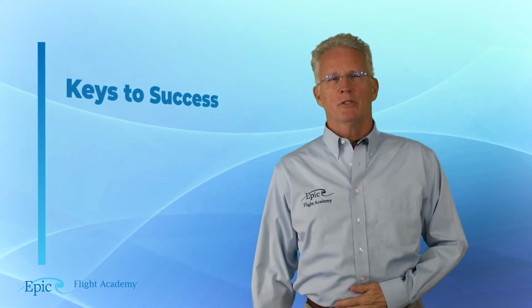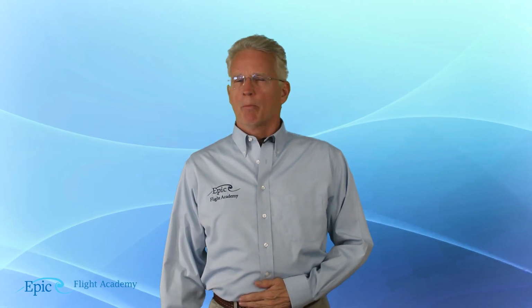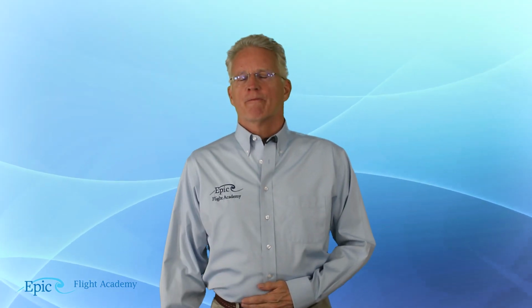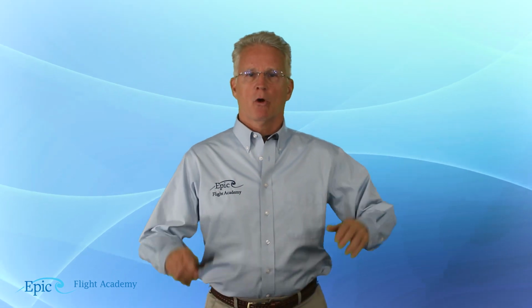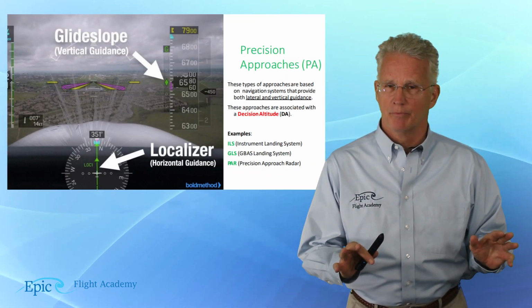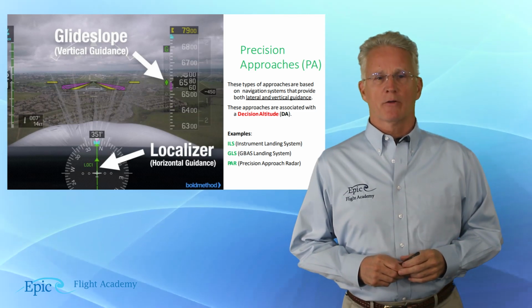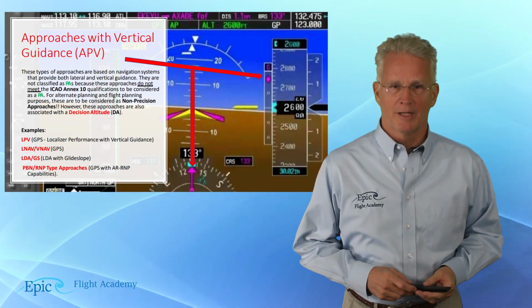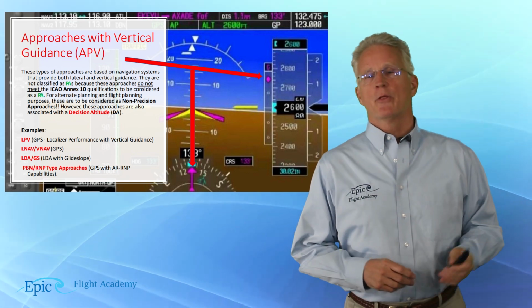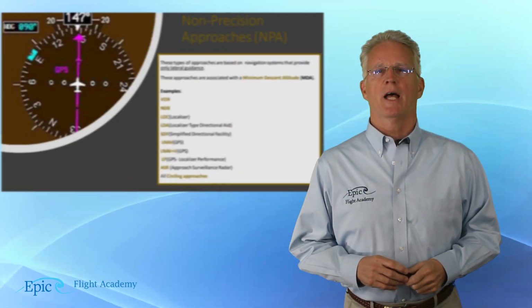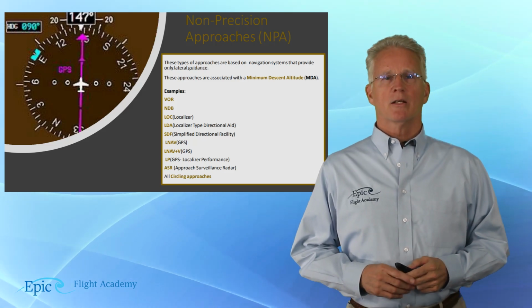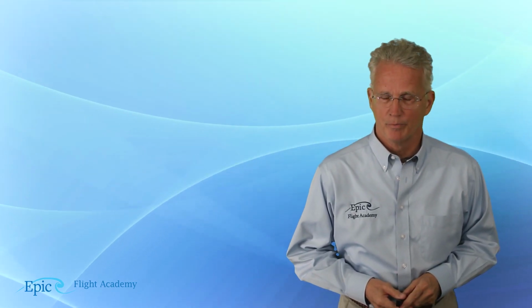Now, what are these three instrument approach categories? Well, the first category is what we call precision approaches. The second category is what we call approaches with vertical guidance. And the third category is what we call non-precision approaches. So let's take a look at each of these categories.